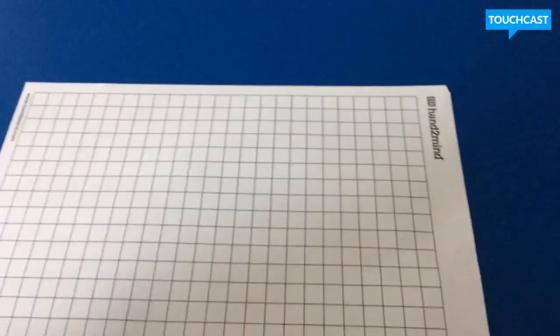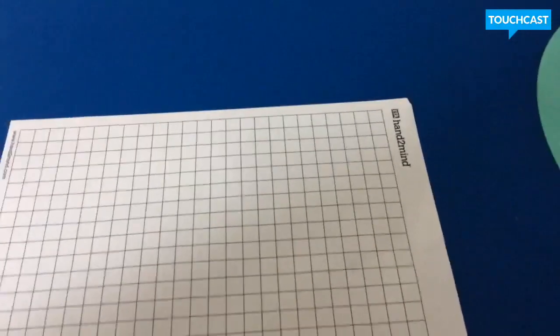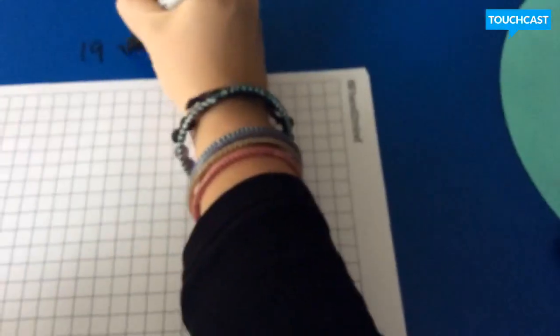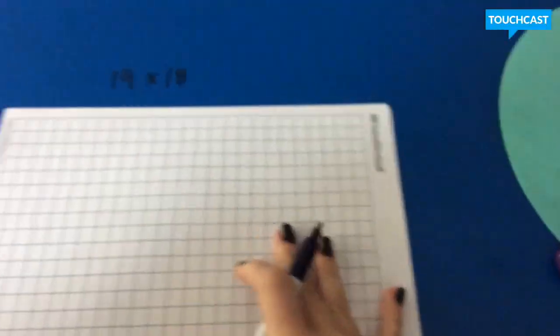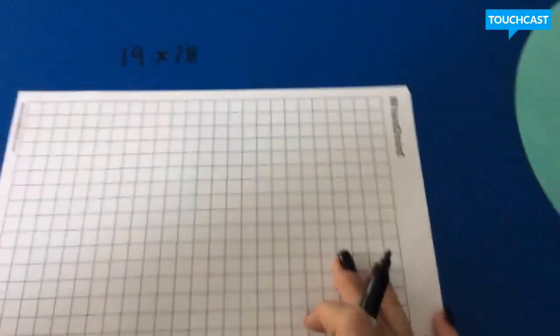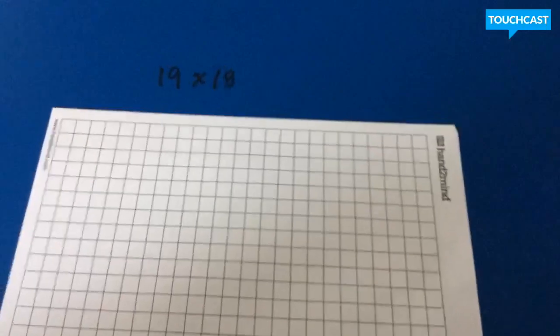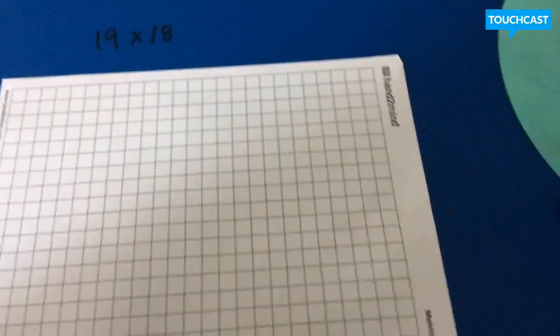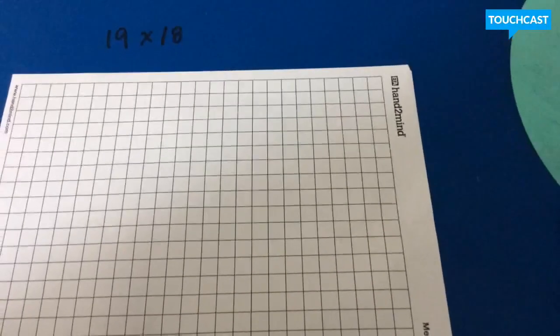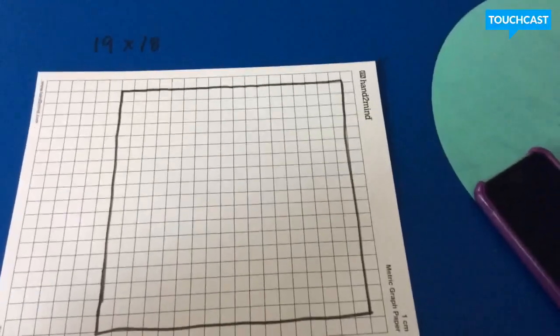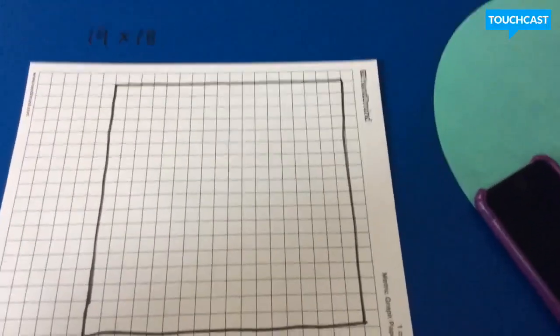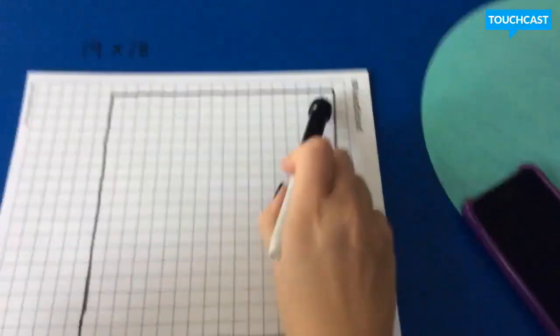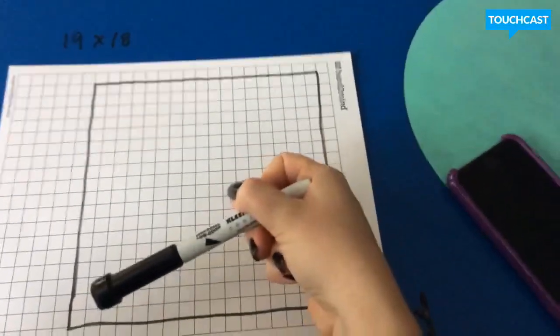Let's take a look. We're going to try to solve the problem 19 times 18. Just like when we did the distributive property last chapter, we're going to break apart using an area model. So I'm going to first draw out 19 by 18. All right, so I've drawn out a 19 by 18 square, 18 across and 19 going down.